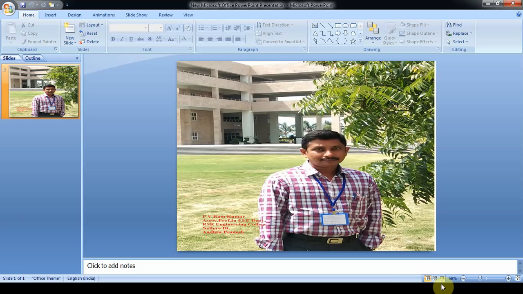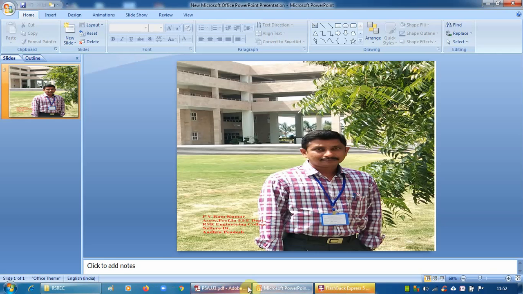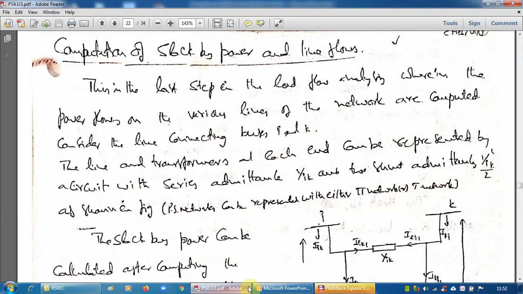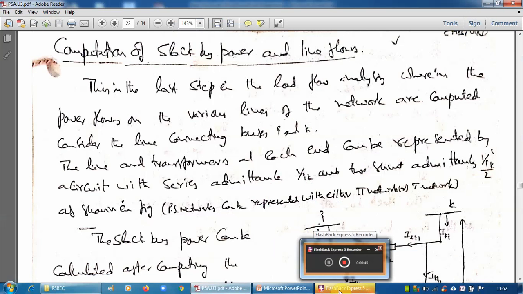Next, load buses. If the buses are load buses, what is the procedure? And if the buses are generator buses, what is the procedure? Now we will continue the lecture.